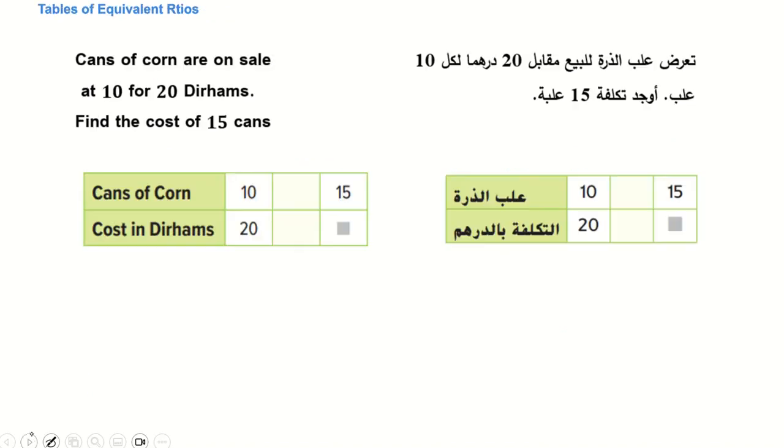Now, the next question can be: cans of corn are on sale at 10 for 20 dirhams. So, 10 cans cost 20 dirhams. Find the cost of 15 cans. So, what ratio, what relation can you see here? Cost is just double the number of cans. So, 10 multiplied by 2 is 20. Same here, 15 multiplied by 2 will be equal to 30. Like this, you can finish this question.